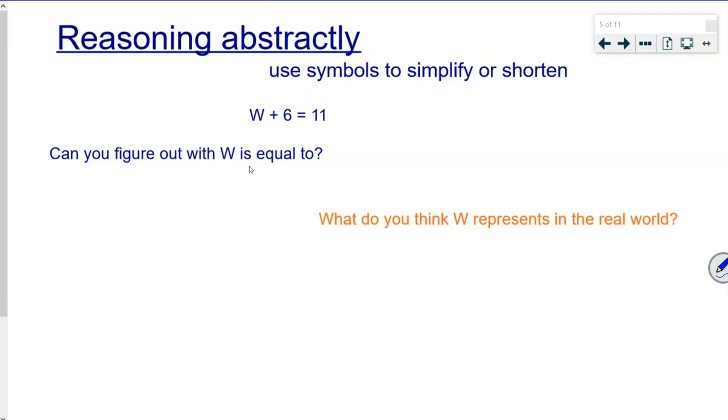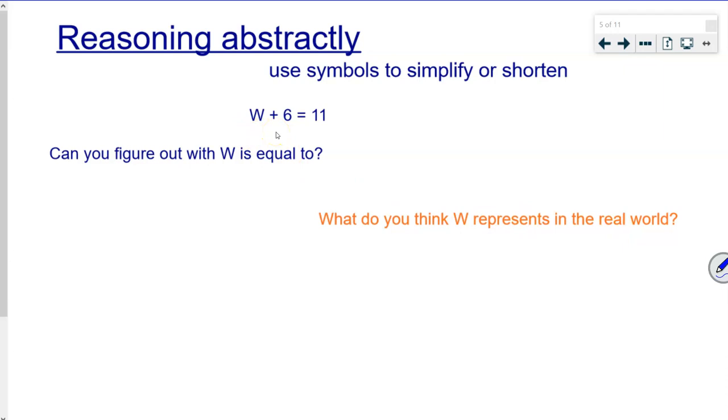How do we raise hands up high? Okay, good. What is it, Jude? Yeah, try again. Yeah, it's 5. W is equal to 5. And you were able to do that very quickly, right? However, do you know what W represents in the real world? What do you think W represents in the real world?